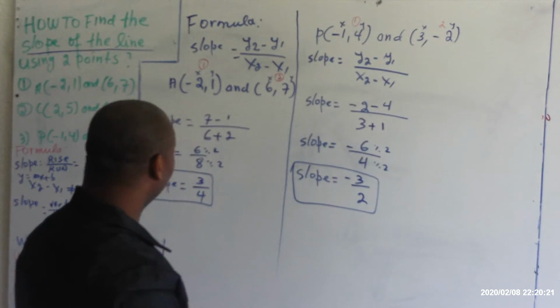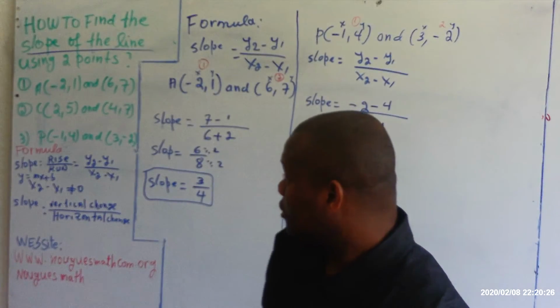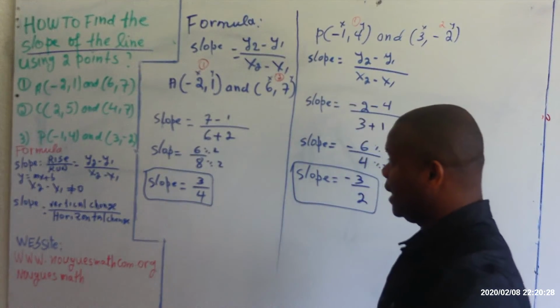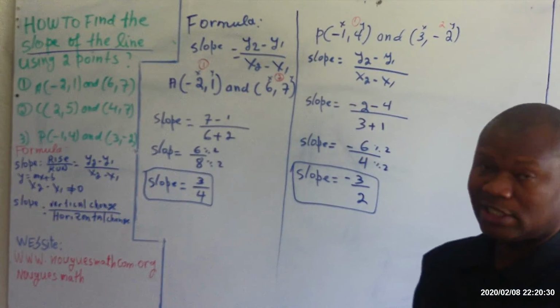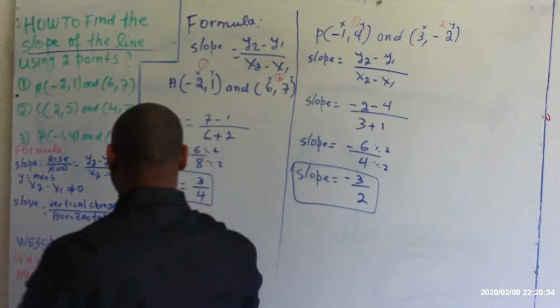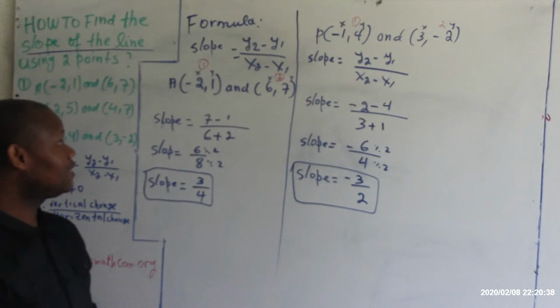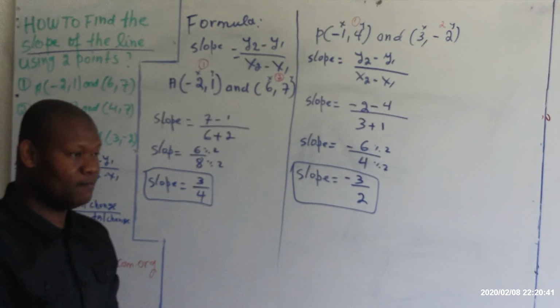Perfect. Alright. So it is not bad. It is easy to calculate the slope of the line if you know how to use the slope formula. The slope formula is easy. It is y2 minus y1 over x2 minus x1. That's not bad.